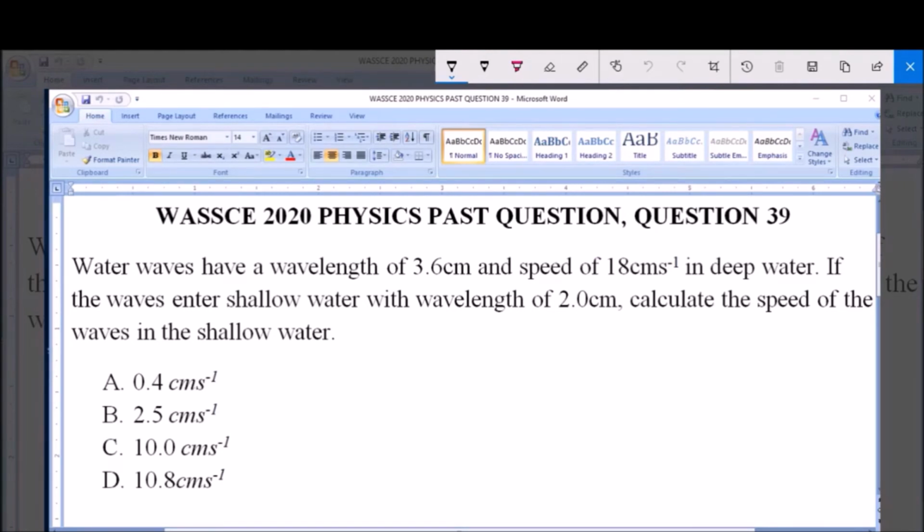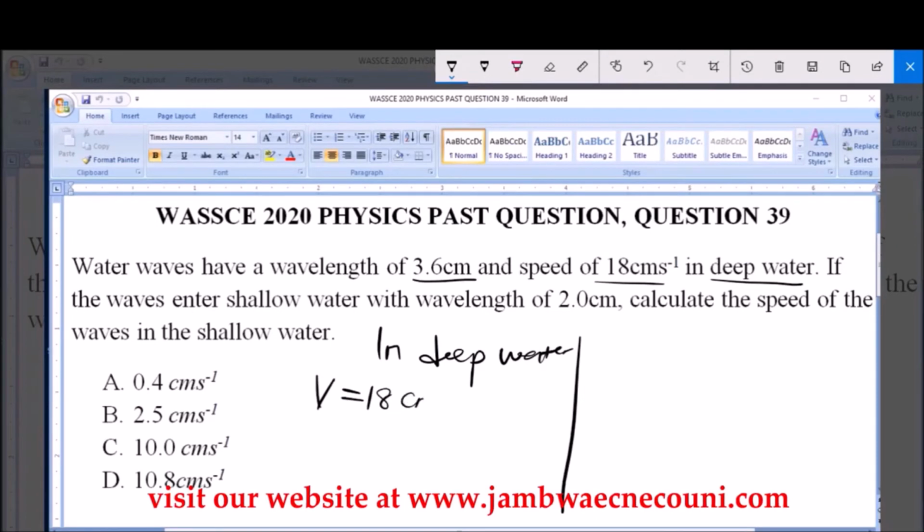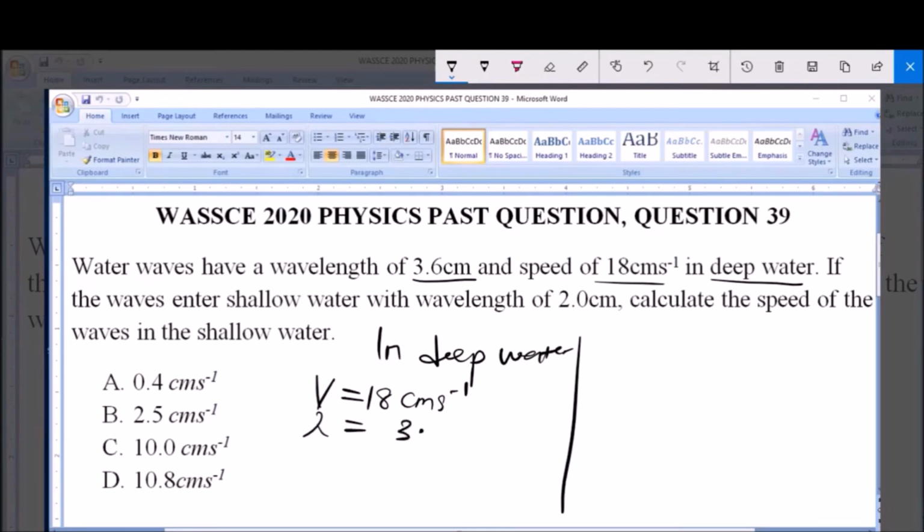10.8 cm per second. So we're given that a water wave has a wavelength of 3.6 cm and speed of 18 cm per second in deep water. So in deep water, we have that the speed of the wave is equal to 18 centimeter per second, and the wavelength lambda is equal to 3.6 centimeter. Now we know that the frequency of a wave is always constant, irrespective of where this wave is going. So the frequency of a water wave is always constant.